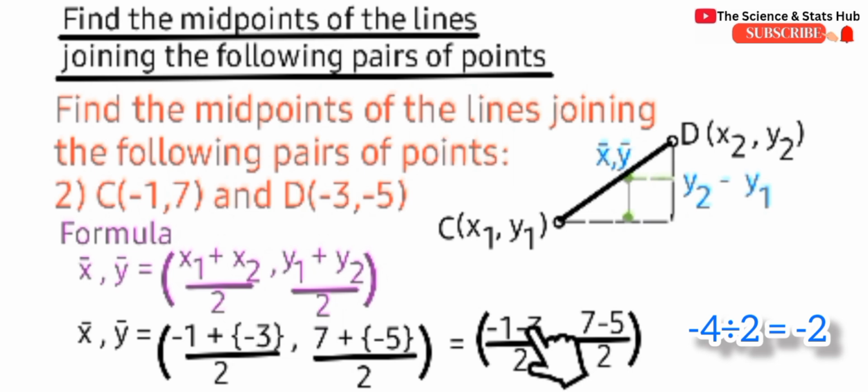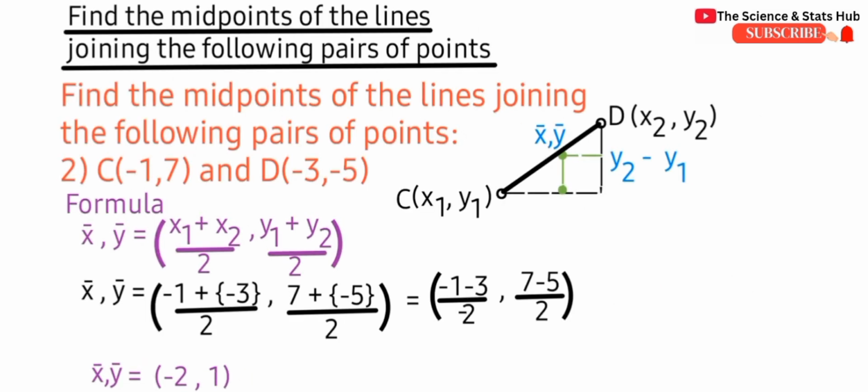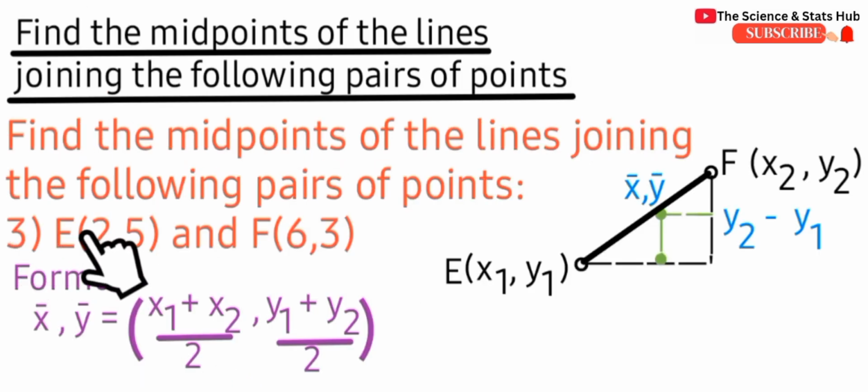(-4 + 2)/2 = -2, comma, (7 - 5)/2 = 2/2 = 1. Therefore, the midpoint of the line joining this pair of points is (-2, 1). Now, let's solve question number 3.